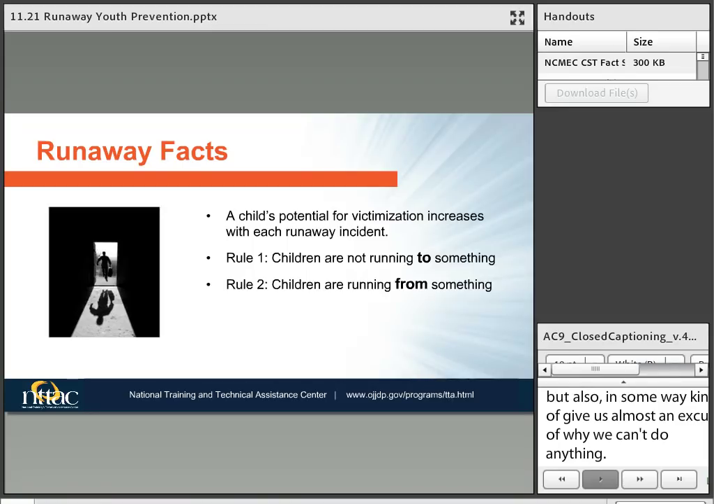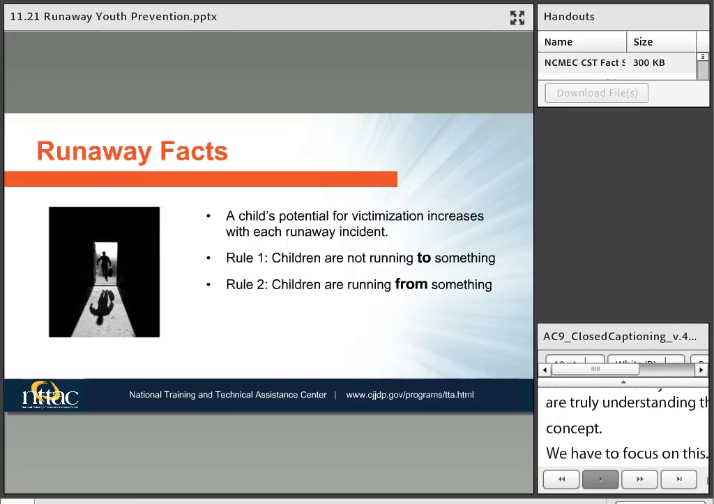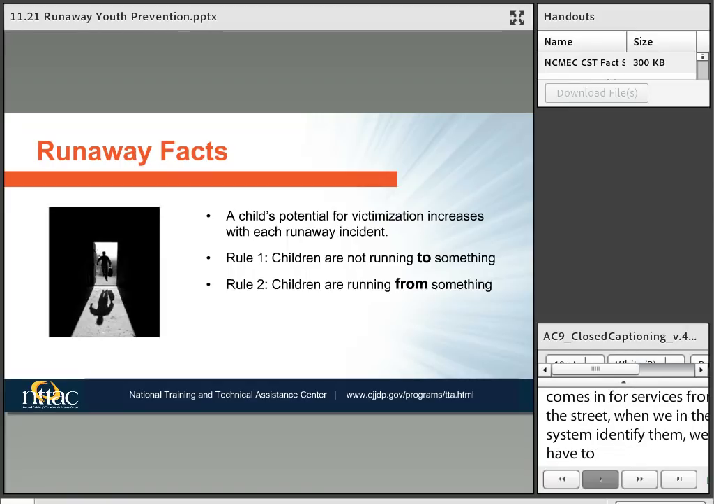And I think what we have to do as a system, and what we are seeing happening across the country, is we're truly understanding this concept. And we have to focus on the from. Because when a child comes in for services from the street, when we in the system identify them, we have to really understand where they're running from. And as a system, can we help them resolve what they're running from and work on that? Because if we can do that, maybe we can't get them back home, but if we can correct the problem, we want to prevent that next runaway that may come up across the board.